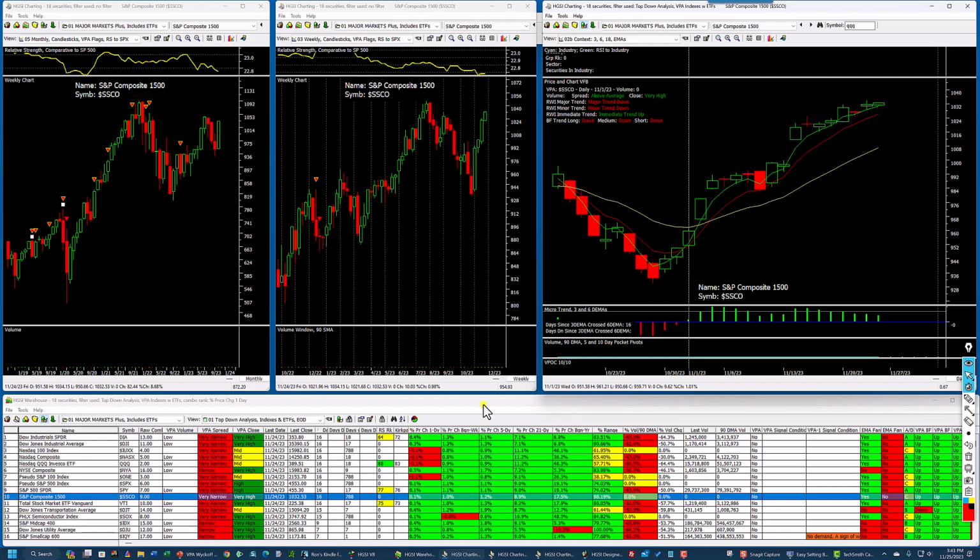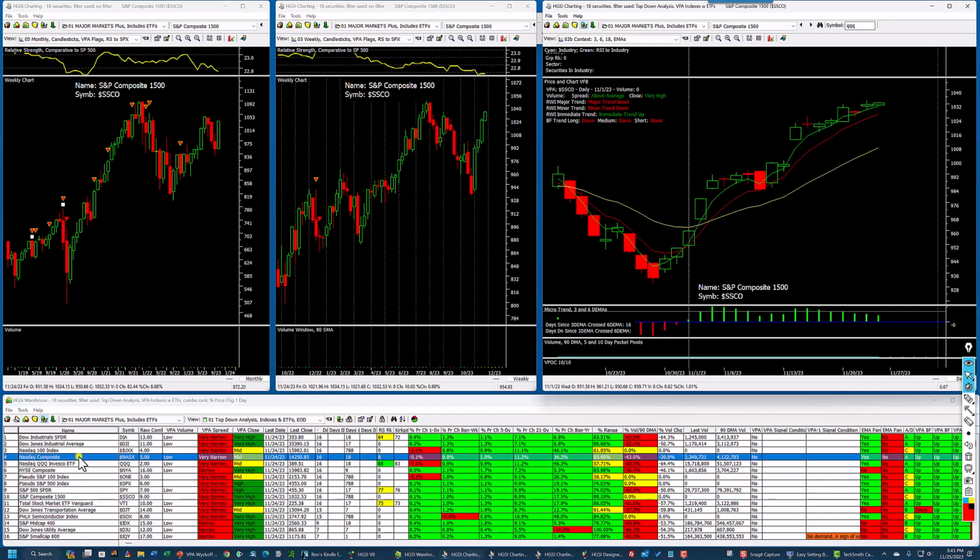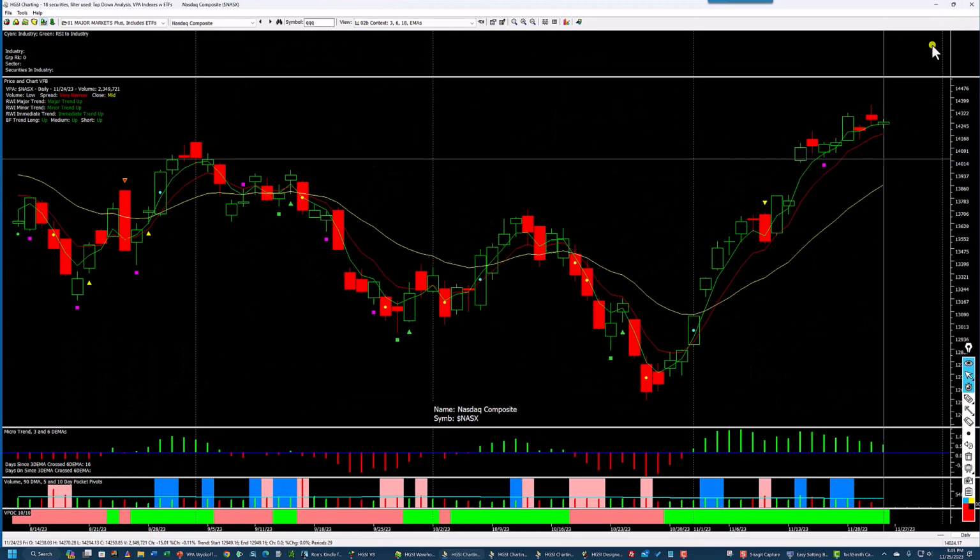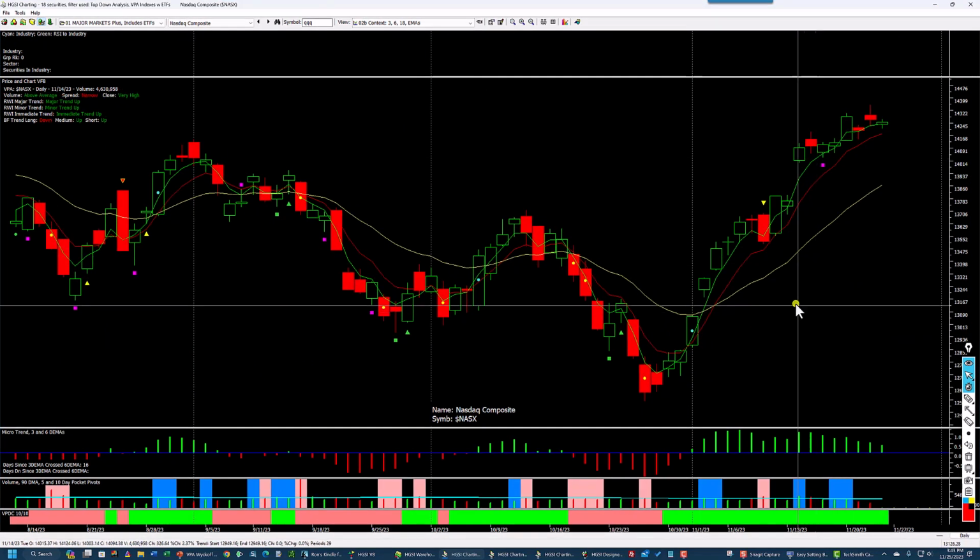Now the indexes have had quite a run. We're going into December soon. Don't know if this can continue, but let's just take a look right now at the NASDAQ Composite, because it has volume. I'll bring it up, and you can see that the 3 is well above the 6, above the 18, but we're losing some momentum here. Let me get that arrow going again.